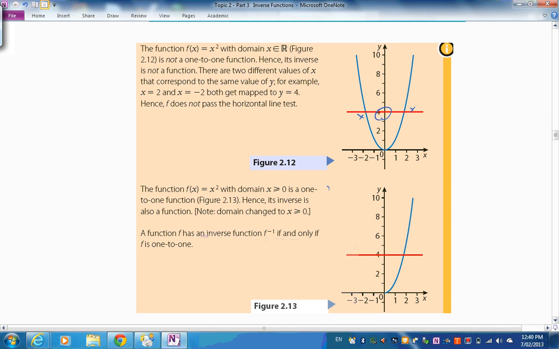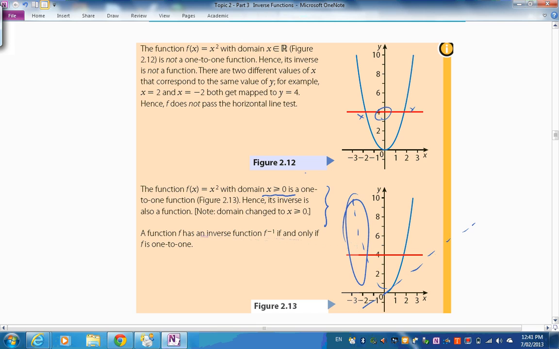This is what they've said in the syllabus they will always do for you. They will restrict it, so you've only got half the function. Right, so this is, if you like, one-to-one, because you've cut out the other side, which is going to give you down here when you reflect in the line y equals x. This is the problem bit, because you've got two pieces that are going to give you two y values for each x value. So they will restrict the domain.